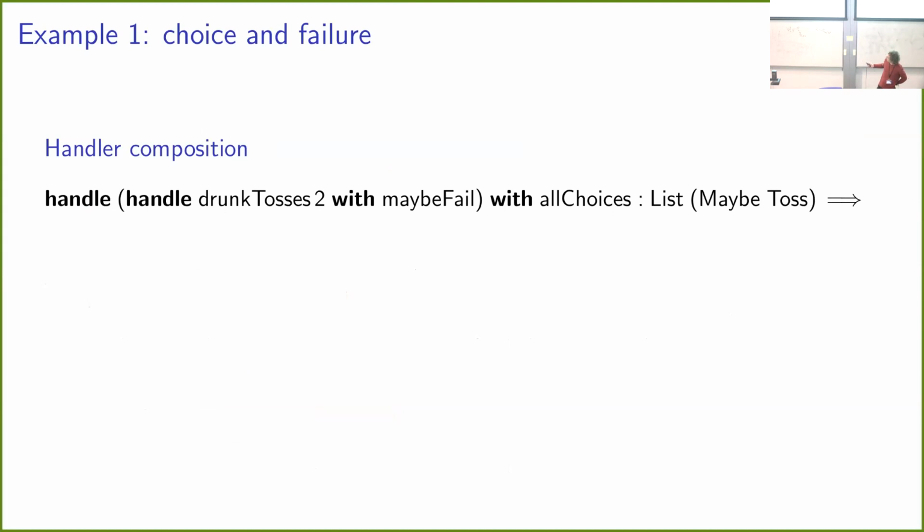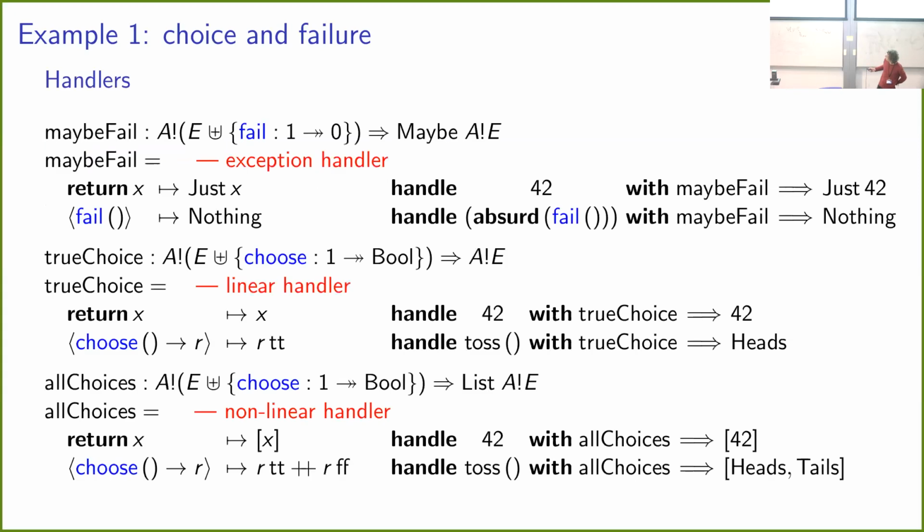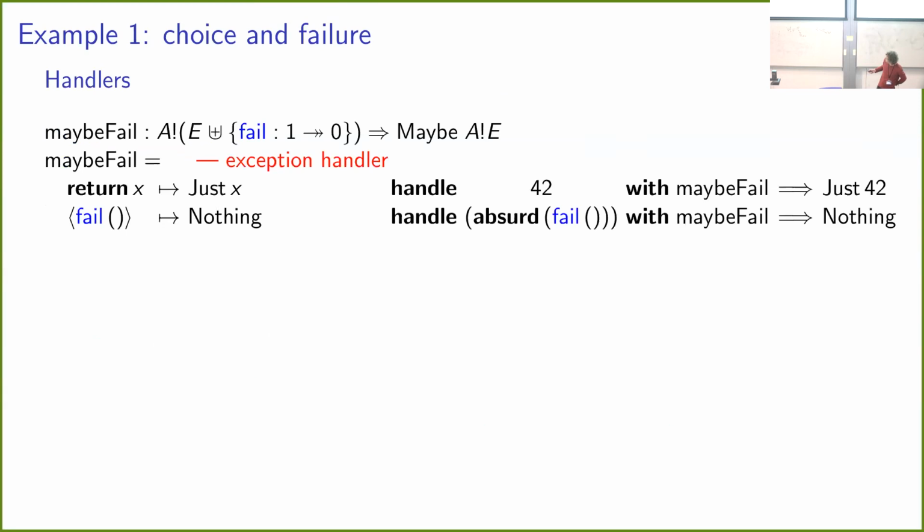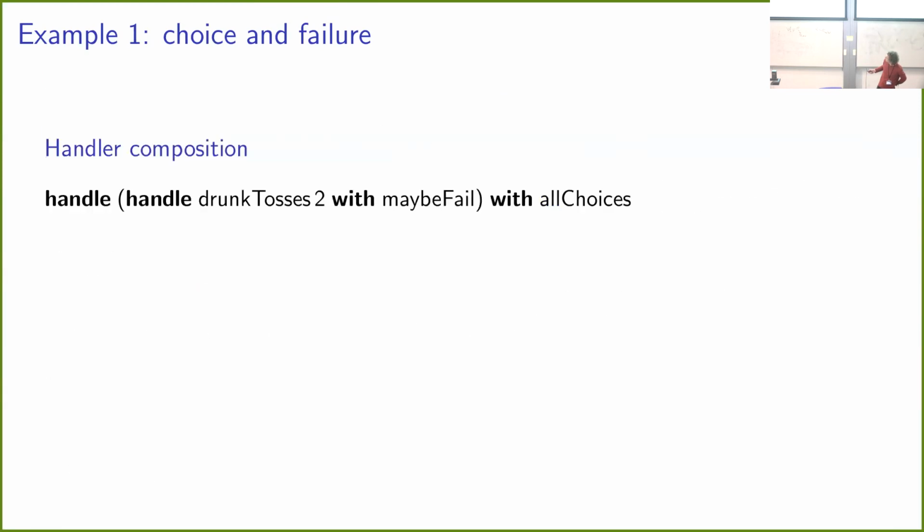First handle it with maybe fail. So that means drunk tosses gives us a list of tosses. Is that right? What was its type? List of tosses. And then maybe fail gives us a maybe type. And then this is going to give us a list of all those things. So we get a list of maybe tosses.